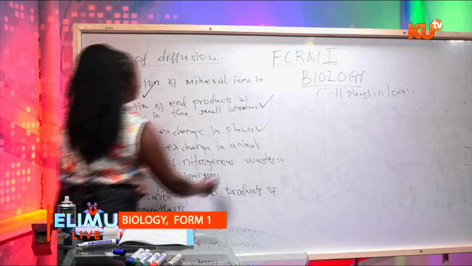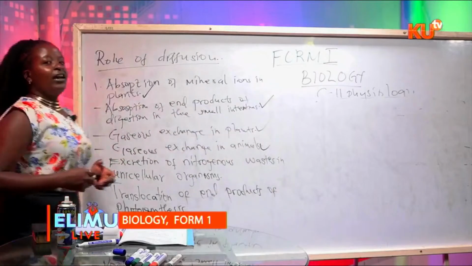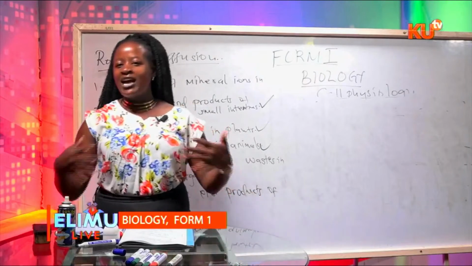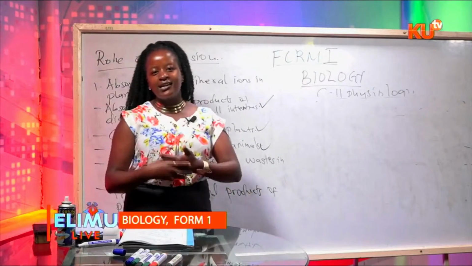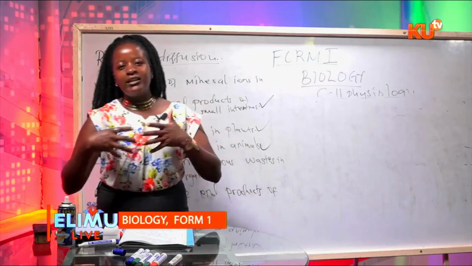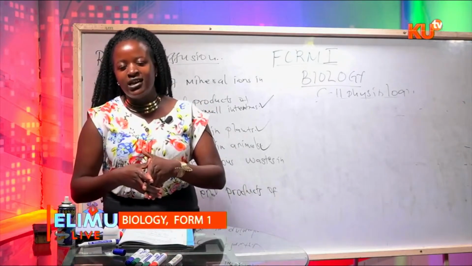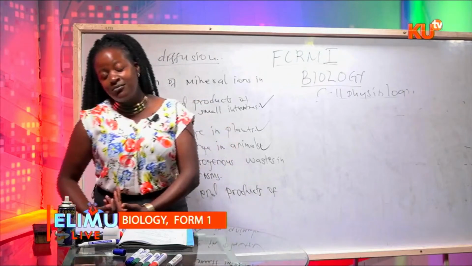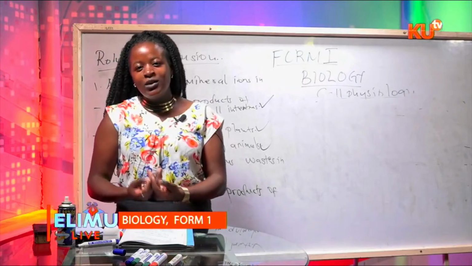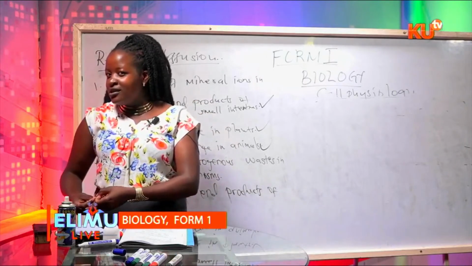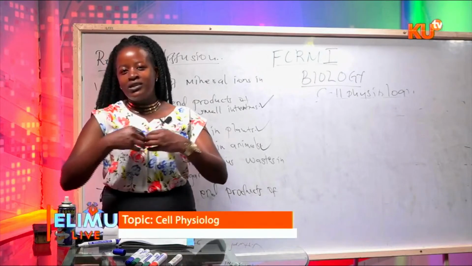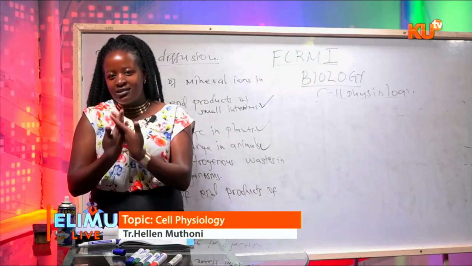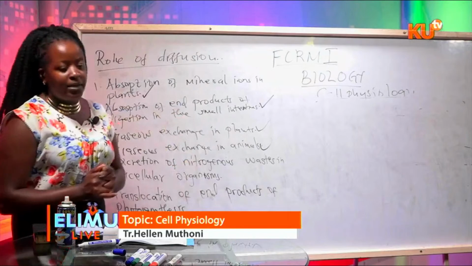Next, we have gaseous exchange in animals. In gaseous exchange, we be specific on human beings. Gaseous exchange takes place in the air sacs. So when you breathe in, that air is rich in oxygen. So oxygen will diffuse from the air sacs into the bloodstream, and carbon dioxide, which is a waste gas, will diffuse from the bloodstream into the air sacs, and finally you will breathe it out so that it can be excreted to the external environment.